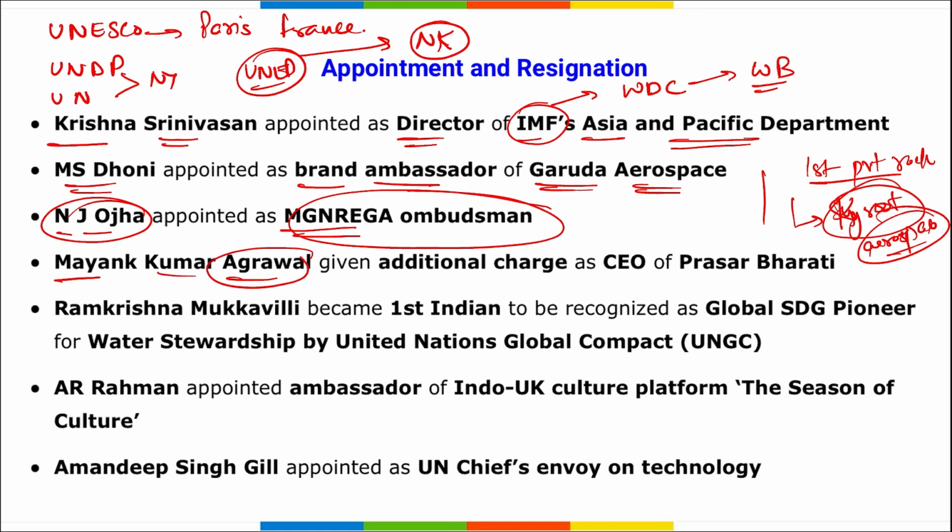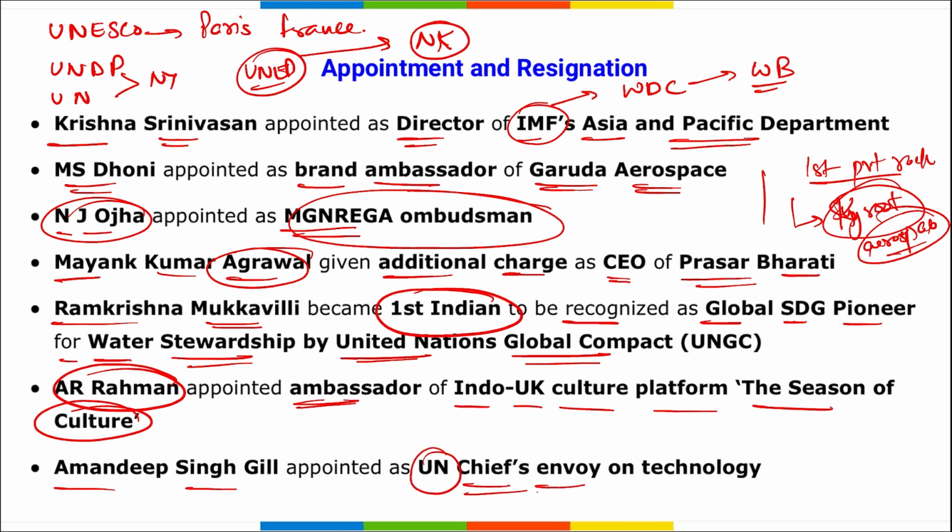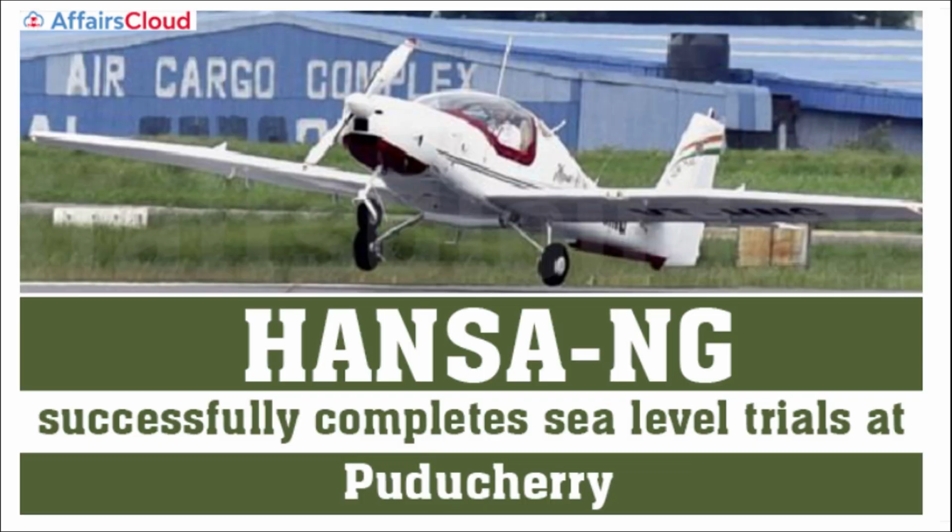Mayank Kumar Agarwal has been given the additional charge as the CEO of Prasar Bharati. Ramakrishnan Mukavliji has been the first Indian to be recognized as the global SDG pioneer for water stewardship by the United Nations Global Compact. A.R. Rahman has been appointed as the brand ambassador of the Indo-UK culture platform, that is the Seasons of Culture. Amandeep Singh Gill has been appointed as the United Nations Chief Envoy on Technology.